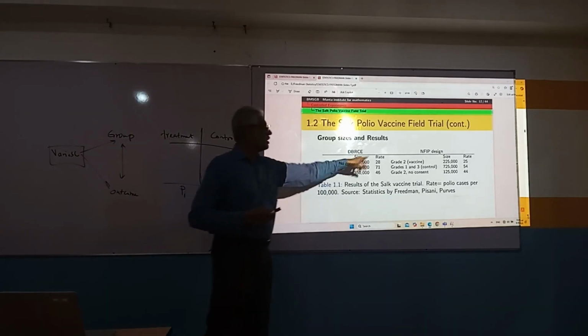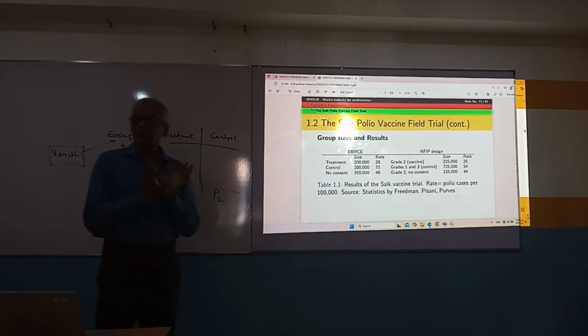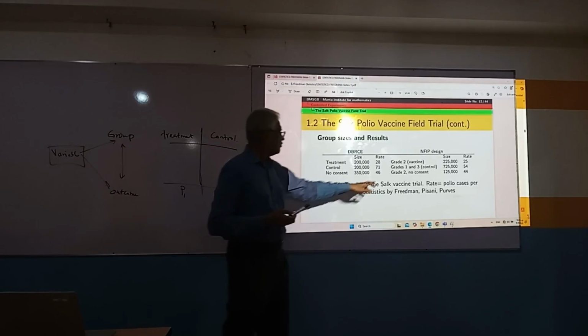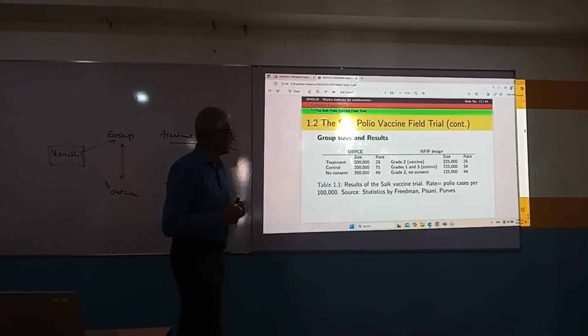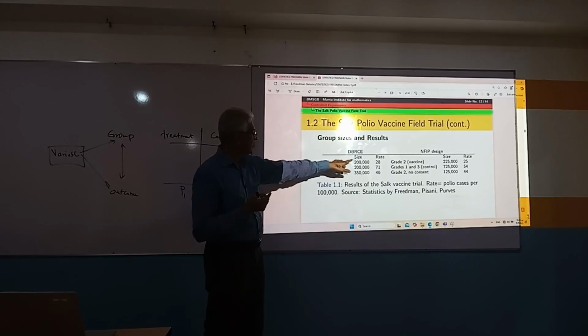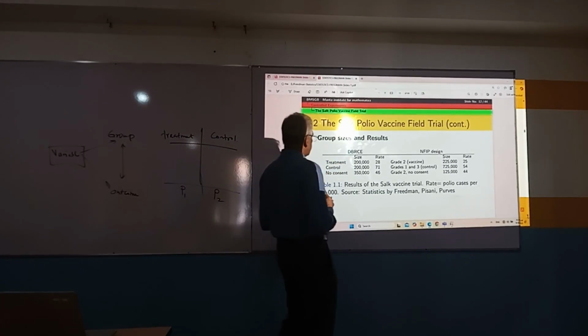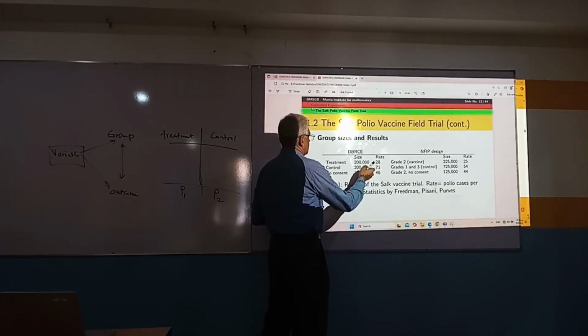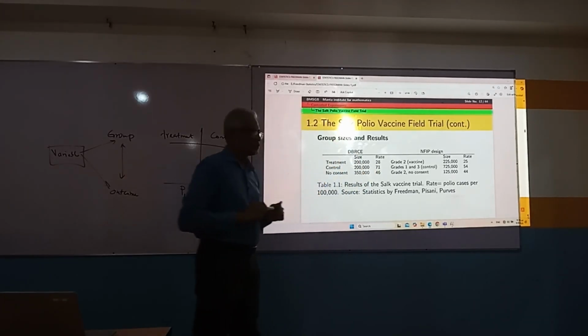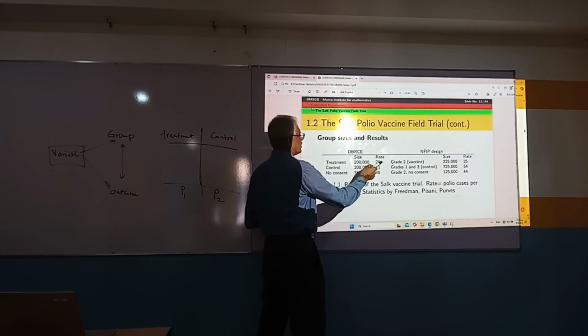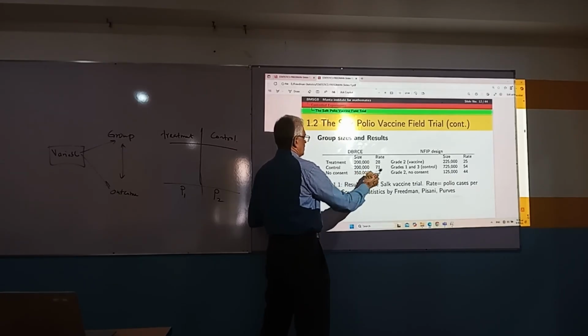Depending on that, we can find out the rate. The rate in this case is given as the number of polio cases per 100,000. So these are 28 per 100,000, 78, 31 per 100,000, and 46. That's calculated as the total number of cases divided by this number, multiplied by 100,000. So you can see that in this double-blind experiment, the rate of polio in the treatment group was much lower than in the control group.